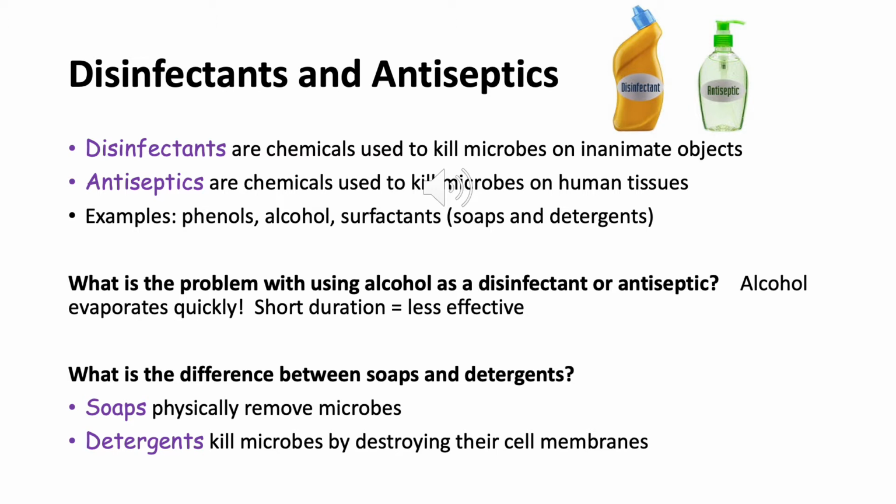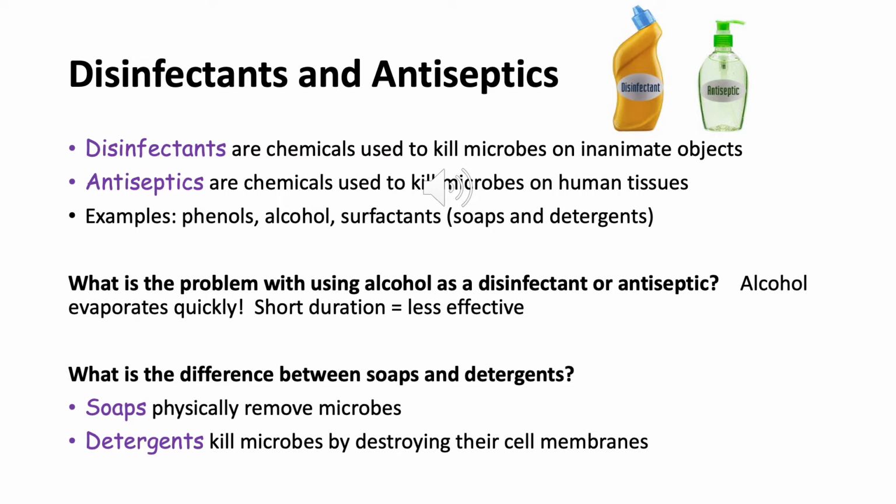Now, some of the chemicals that are used in disinfectants and in antiseptics include phenols, alcohol, and surfactants like soaps and detergents. There's problems with some of them. For example, there's a problem with using alcohol as a disinfectant or an antiseptic. And the problem with that is that alcohol evaporates very quickly. So it has a short duration and acting time on whatever you're using it on, so it can be less effective.